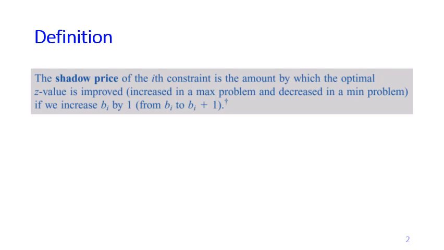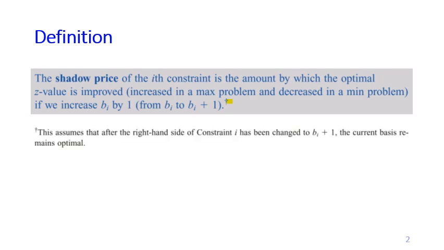But then there's a small sign here, and let's see what it says. It is important. It says that this assumes that after the right-hand side of the constraint i has been changed, the current basis remains optimal. So the shadow price of a constraint only applies if after the change, the current basis remains optimal. If after the change the current basis is not optimal anymore, it means that you have to recompute and obtain the optimal solution, and then using that optimal solution, interpret the shadow price. Okay?